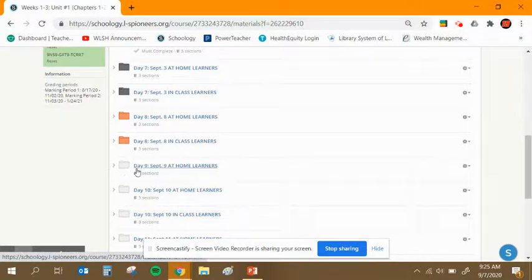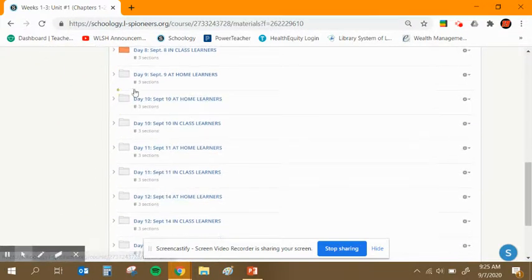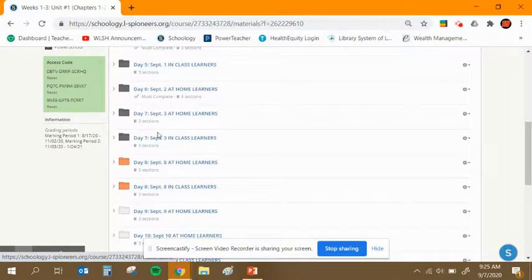And the reason that they're here is because some kids want to look ahead, and that's fine. So folders that are white, once again, are upcoming days. The orange one is the current day, and the black folders are past days. Now, if your kids are going to be working from home, you'll be able to see where it says at-home learners, and there's in-class learners.